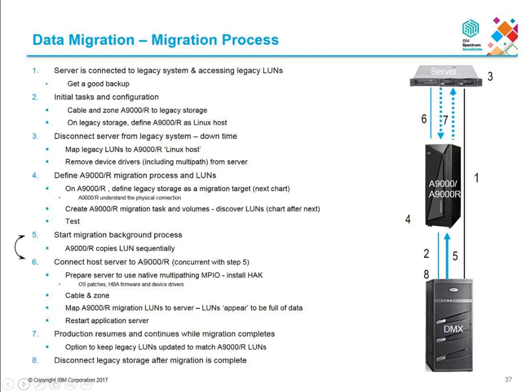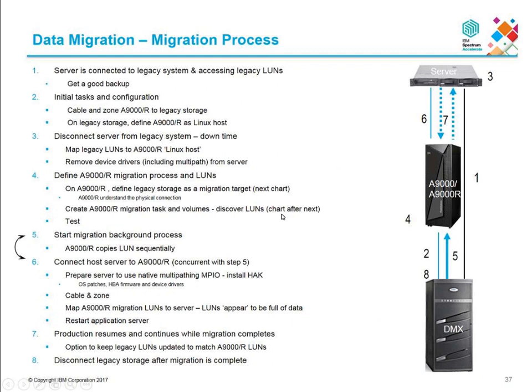So here are the steps. All right, the server is first connected to the legacy storage. Obviously, I want to get a good backup. I want to do a belts and suspenders thing and have every possible insurance policy in place that I can. I want to cable and zone the A9000 to the legacy storage as a host. I can also pre-zone the A9000 to the server as well. At some point in time, I have to disconnect the server because I have to change the zoning of the server to point from the legacy storage to the A9000.